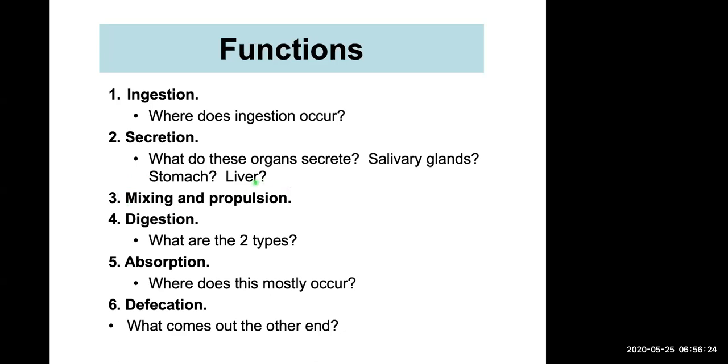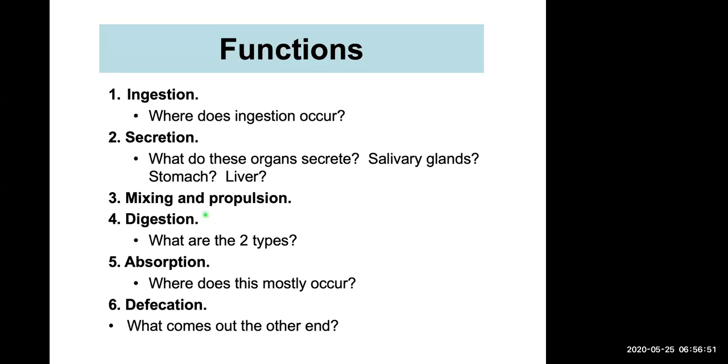Another major function is mixing and propulsion. And so when the secretions are mixed in with the food, there has to be a lot of churning going on to make sure that the food particles are uniformly mixed with the secretions. And then we are going to propel the food particles in a specific direction. We're going to propel it down through the GI tract.